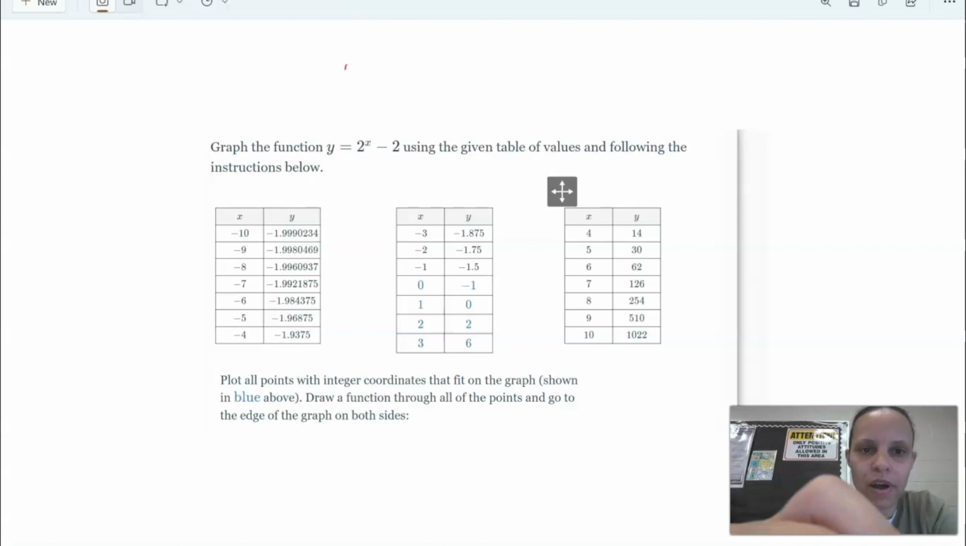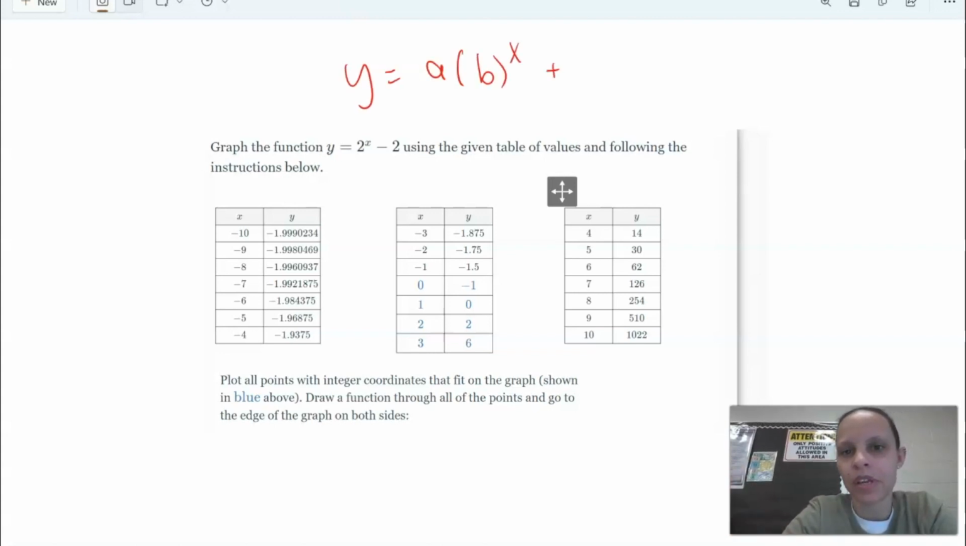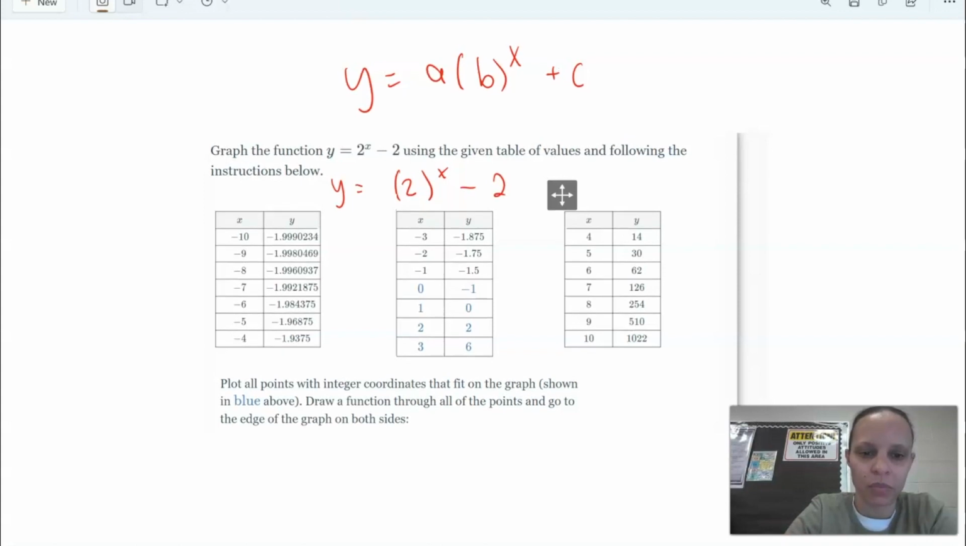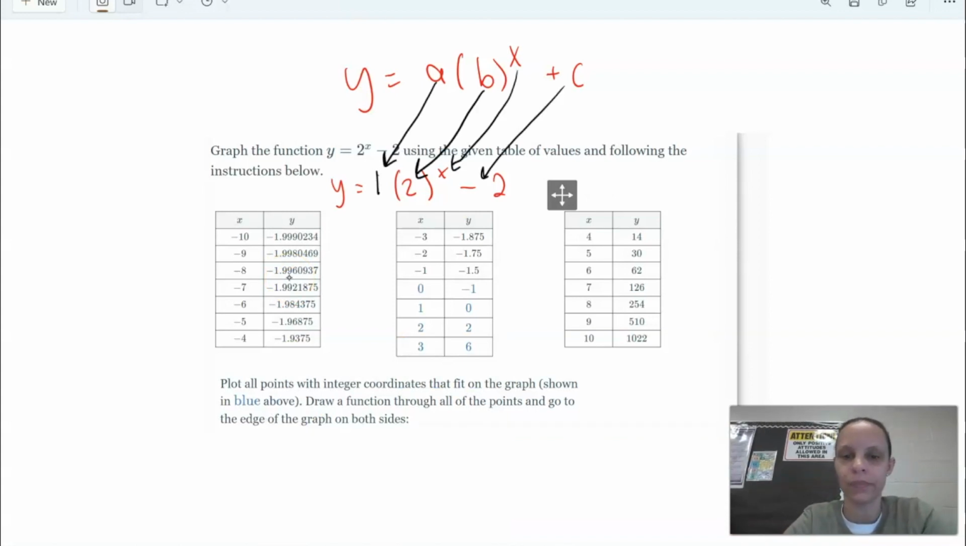All you need to know about an exponential function is it's in this form, and sometimes there is a c on this, right? So you can see that this written in this form will be this. All right, so you can see there's nothing here, and when we don't have anything there, we can put an invisible 1. So a is 1, b is 2, the x is the x, and c is -2, right? All right, so all you need to know is the asymptote is c. So c is the asymptote.